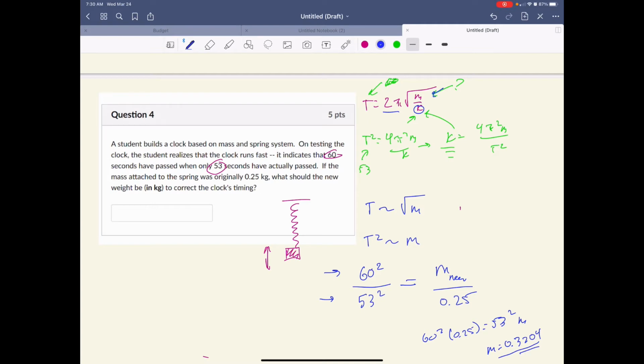We used ratios to get the new mass. Yeah, this is a ratio. This is a ratio. And by using the ratios, we can figure out what our new mass would be. And the mass, what we want, is going to be 0.3204 kilograms. I did double check this using the other way, and you get the exact same thing. So either way, you get the right answer.